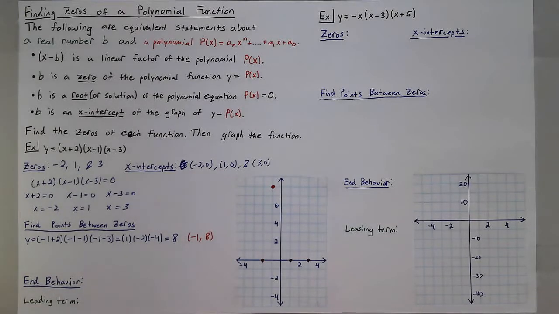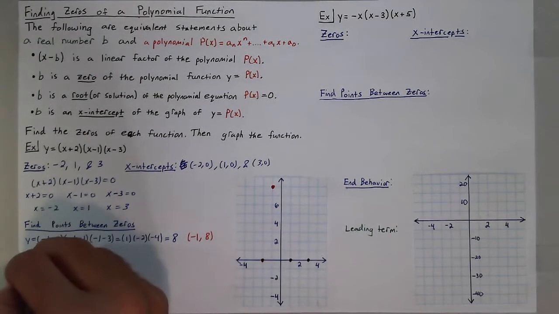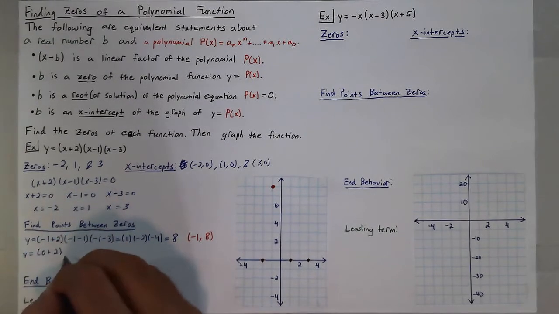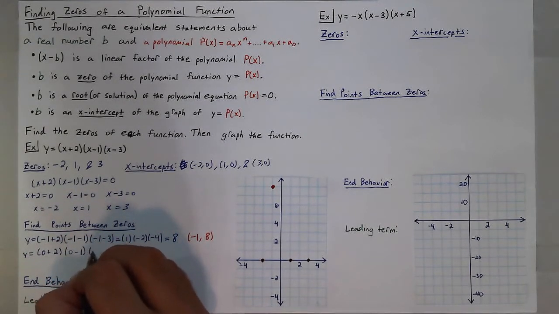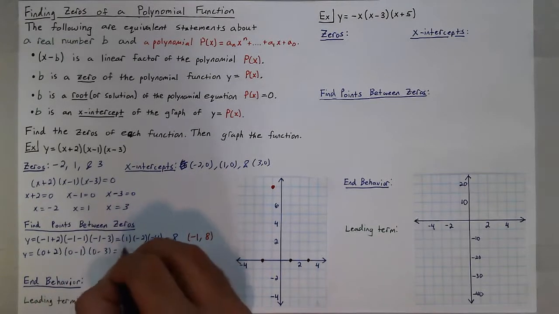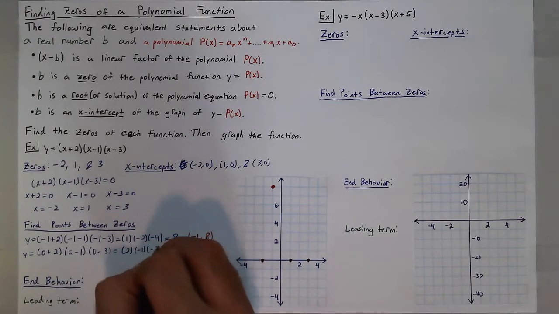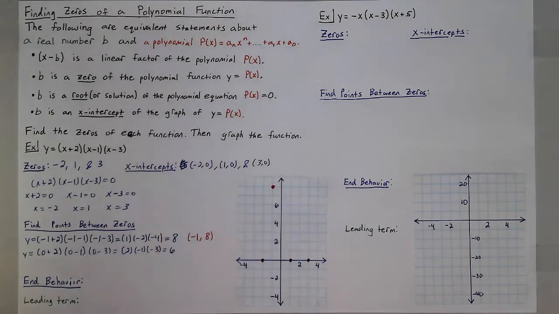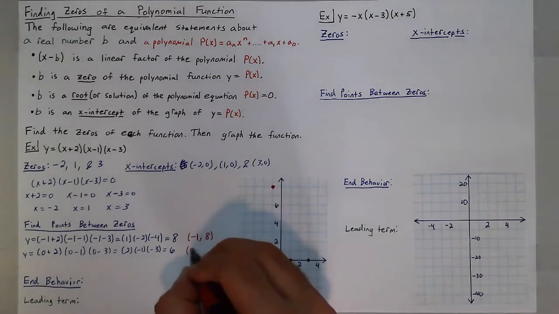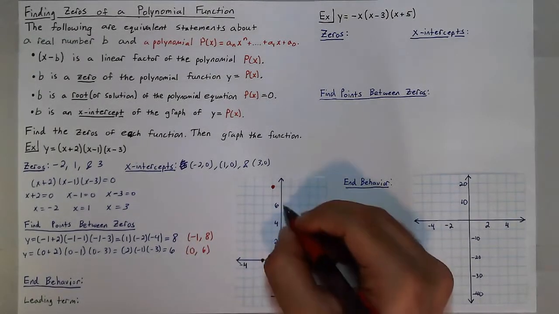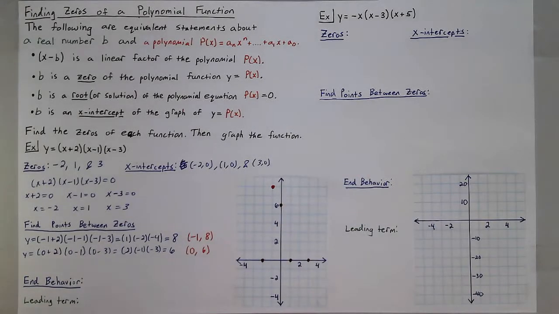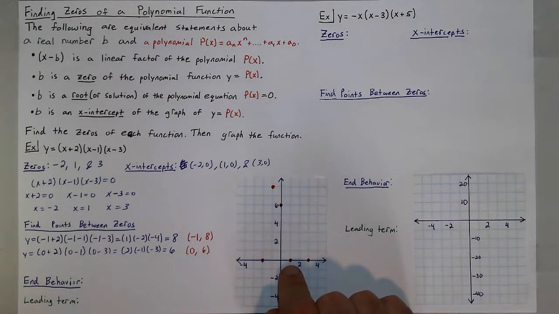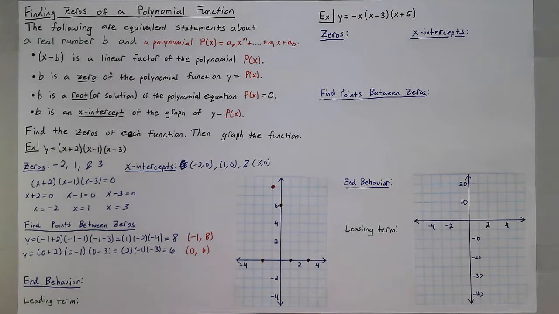Now I can also plug in 0 to see what another point could be. So y is equal to 0 plus 2 times 0 minus 1 times 0 minus 3, which gives me 2 times negative 1 times negative 3, which all together gives me a positive 6. So another point I could use is 0 comma 6. After that, it does go to the point 1, 0, but I can also plug in 2. You'll see I'm just picking points in between my zeros, my x-intercepts.